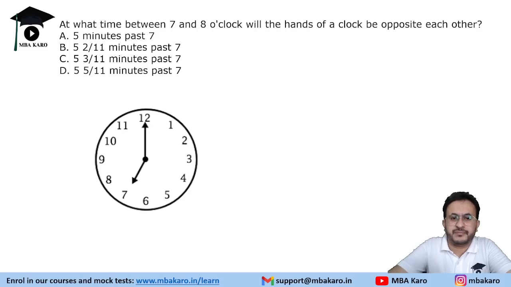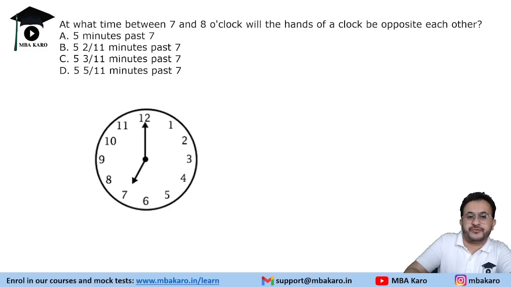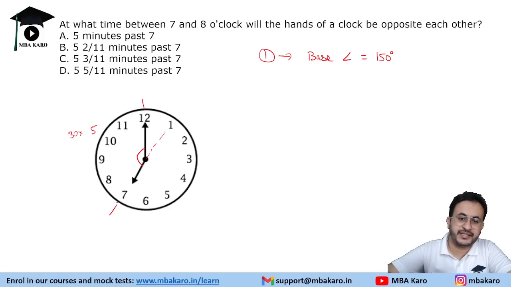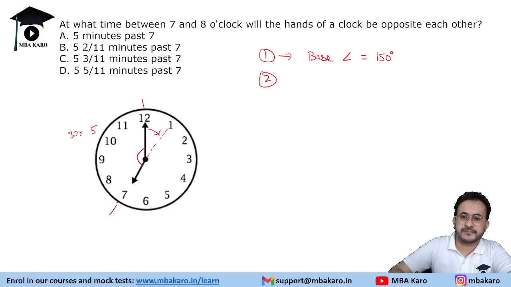At what time between 7 and 8 o'clock will the hands of a clock be opposite each other? Okay, so first of all, we will find the angle at the base time. Step 1 is base angle. Base angle is how much? There are 5 numbers from 7 to 12, so 5 into 30, 150 degrees. Now we need to move this hand ahead. So what is the change?